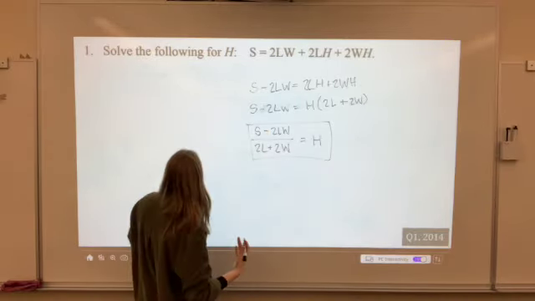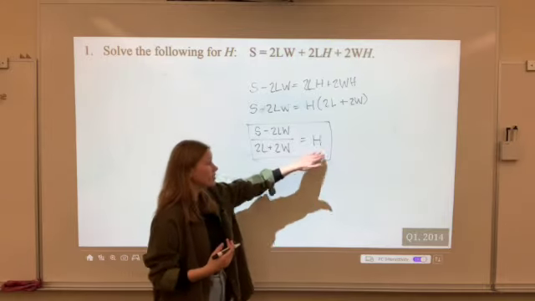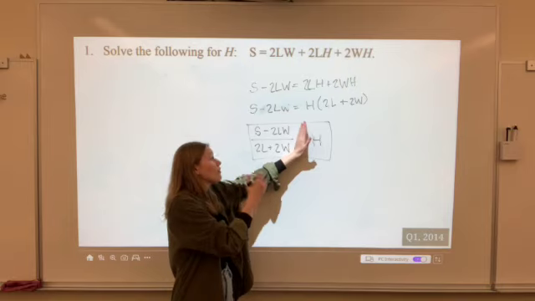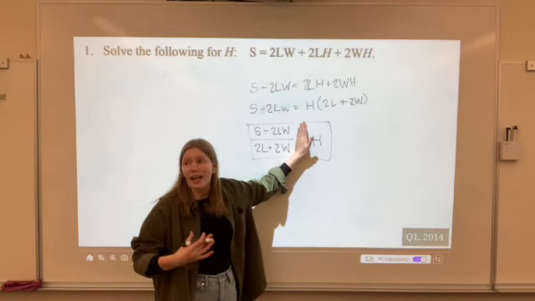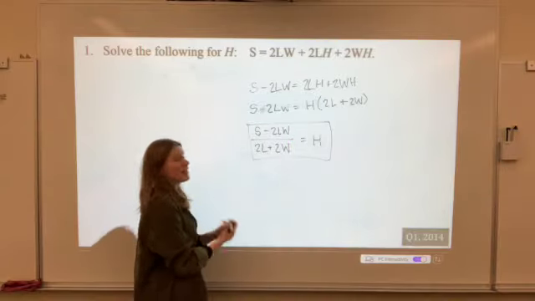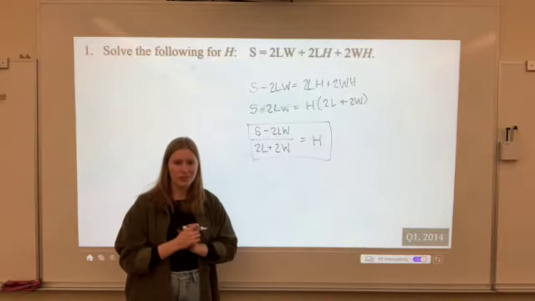And if they're asking to solve the following for h, in your answer you can include the h equals or you don't have to include it, and that also counts as your final answer as long as it's fully simplified. If it's not fully simplified, your answer is incorrect. All right, let's move on.